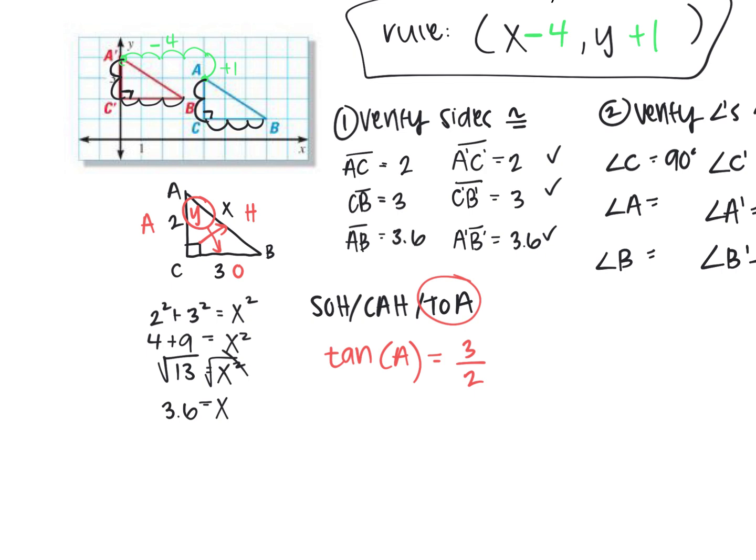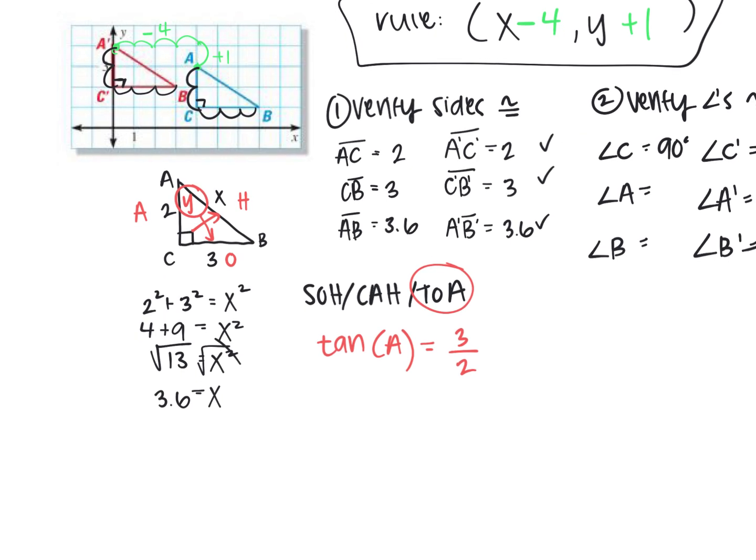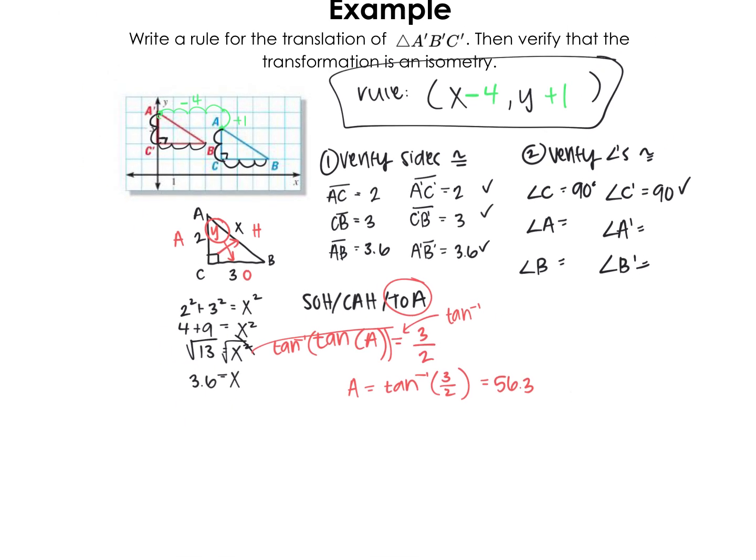Now, as a reminder, whenever we are solving for an angle, we always have to use the inverse trig function. And we do that because right now that variable is kind of trapped in that trig function. So these are going to cancel each other out and just leave us with A is equal to that inverse tangent of 3 over 2. This becomes just a calculator thing. So we're going to do inverse tangent of 3 over 2, which gave me 56.3.